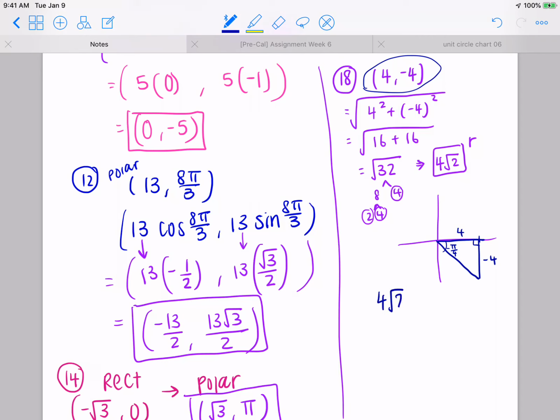Okay, so I'm going to write my answer. 4 square root of 2, negative pi over 4, or if you say 4 square root of 2, 7 pi over 4. That's also correct.